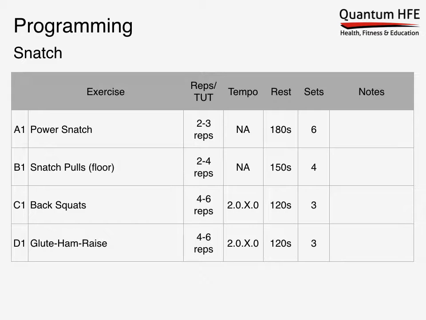We may then also complement that with snatch pulls, so only performing the earlier phases. Again, maybe 4 sets, 2 to 4 reps per set on that. And then complementing that with something like back squats, and even glute ham raises. And again, the focus you can see with the volume of sets is much more on the weightlifting lifts, and then we're using some of the assistant exercises with lower sets just to complement those.